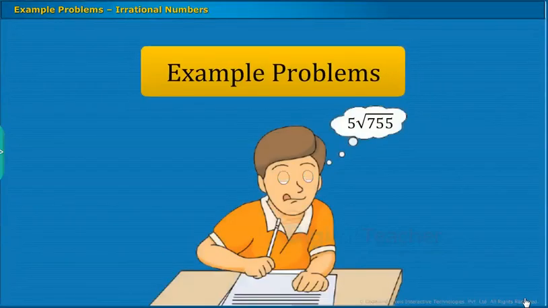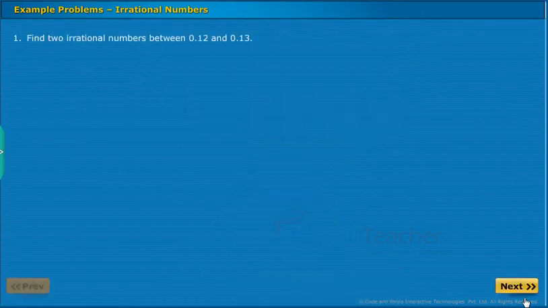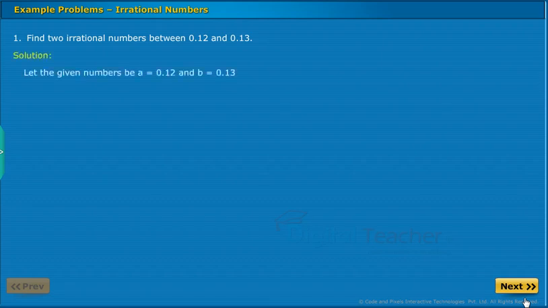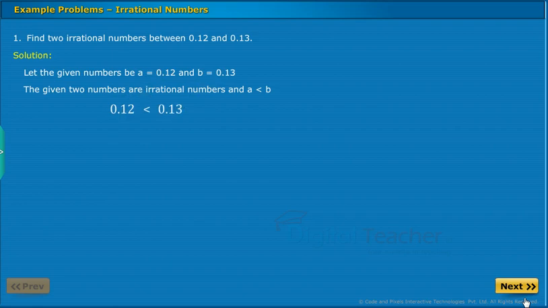Now, let us solve some example problems on irrational numbers. Find two irrational numbers between 0.12 and 0.13. Solution. Let the given numbers be a equal to 0.12 and b equal to 0.13. We observe that a is less than b, since by comparing both the numbers after the decimal point, the first digit is the same in both cases, and the second digit 2 is lesser than 3.